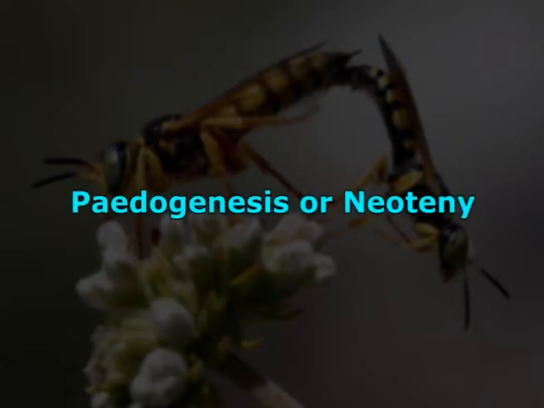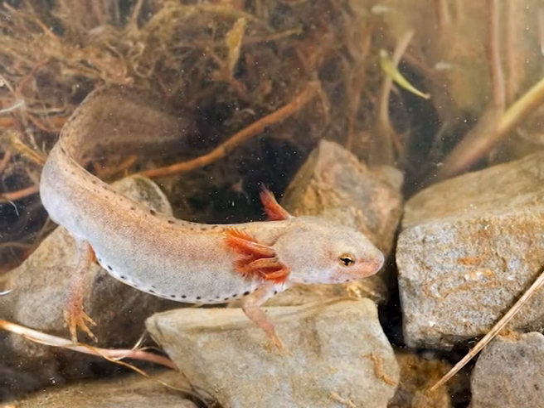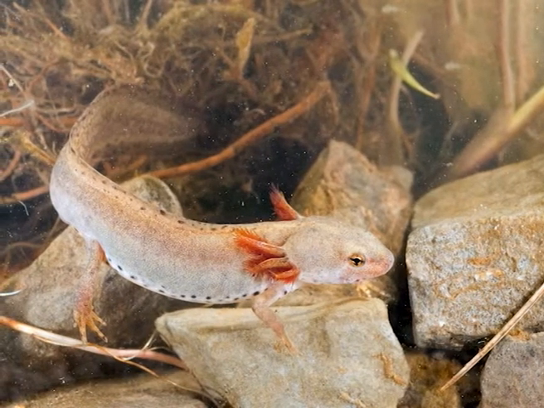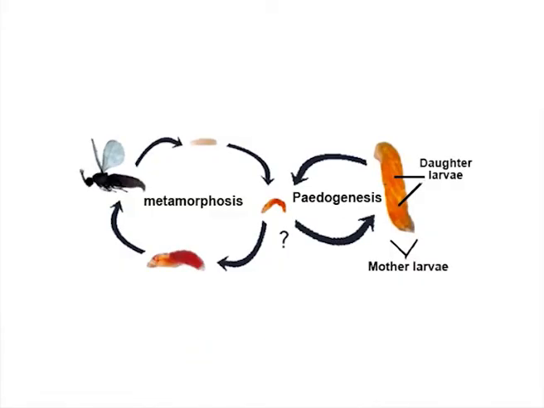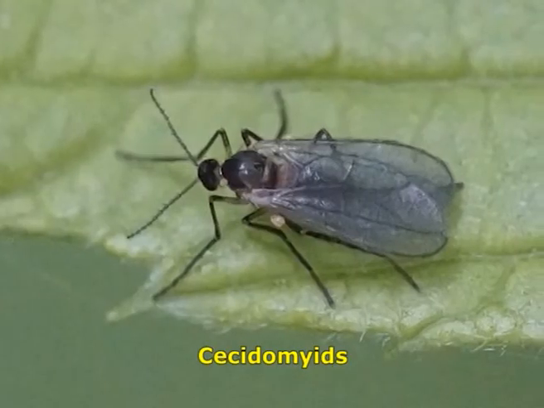Pedogenesis or neoteny. Pedogenesis is the sexual reproduction in an animal that retains its larval features. In insects, it is a phenomenon where the immature insects or stages give birth to young ones. This usually occurs due to hormonal imbalance. Most of the insects which reproduce by pedogenesis also reproduce by parthenogenesis. Example, Cecidomyiids.